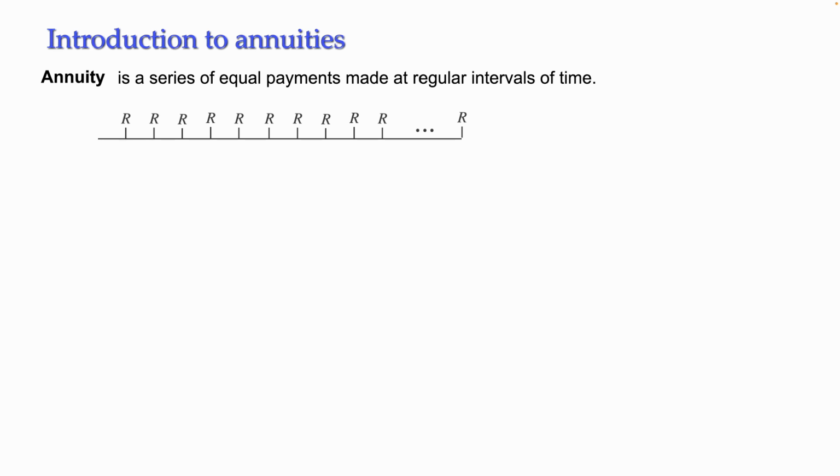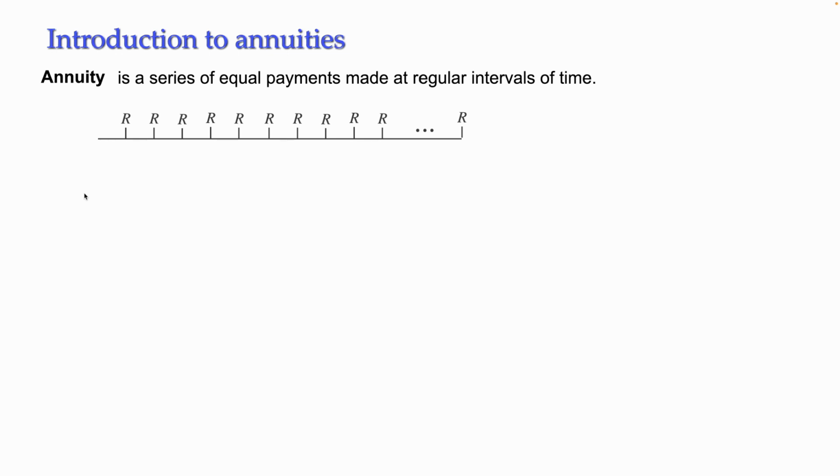So you can be thinking, for example, you are saving money and you are putting the same amount of money at the end of every month. This will be an annuity. Or, for example, if you have a loan and you are paying this loan at the end of every quarter or at the end of every month or at the end of every year, you are having an annuity. So when you're paying a loan and if you pay the same amount every time, you have an annuity.